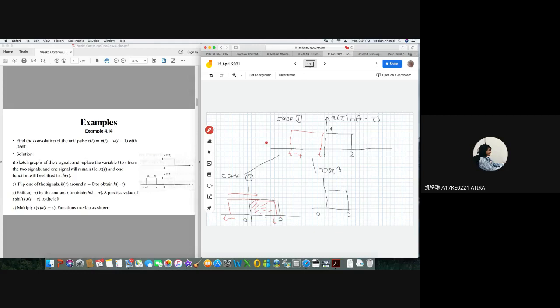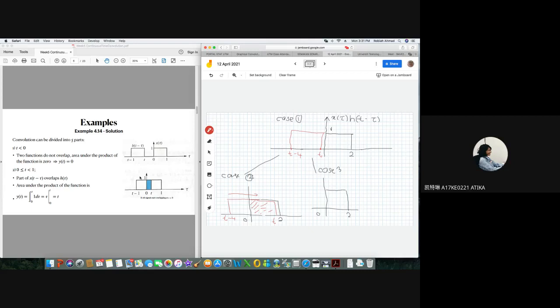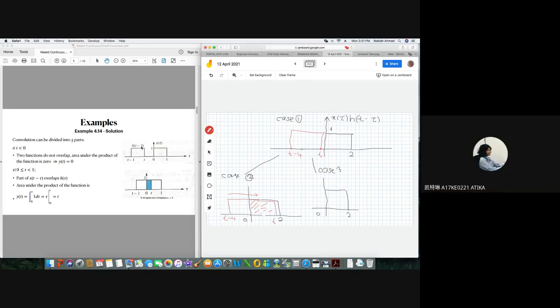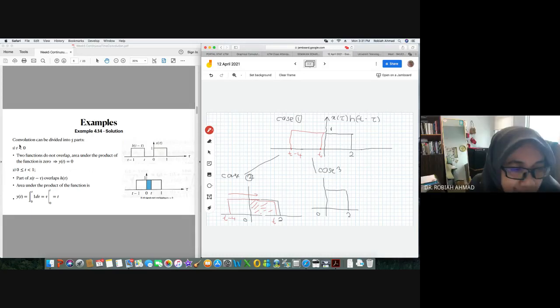Doctor, after putting the integration, how do we integrate them? Okay. Yeah, because it's X and H, right? X and H, but this H is actually h(t minus tau). So that is why we have to look into cases or into parts, so then we understand how it looks like.